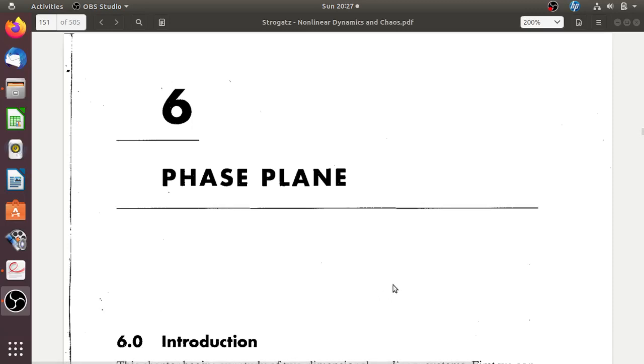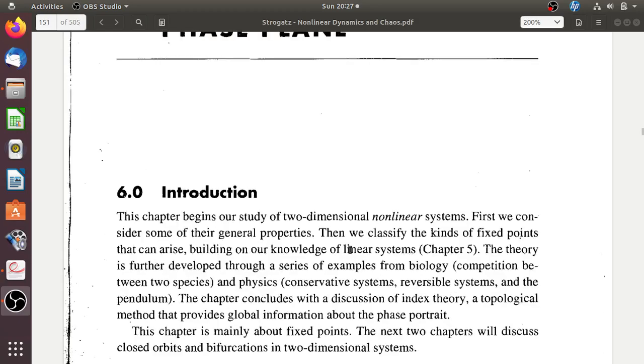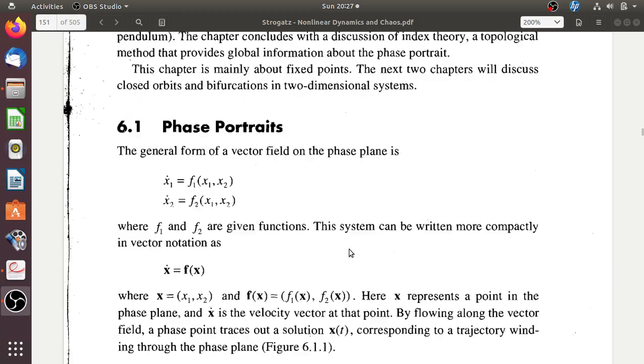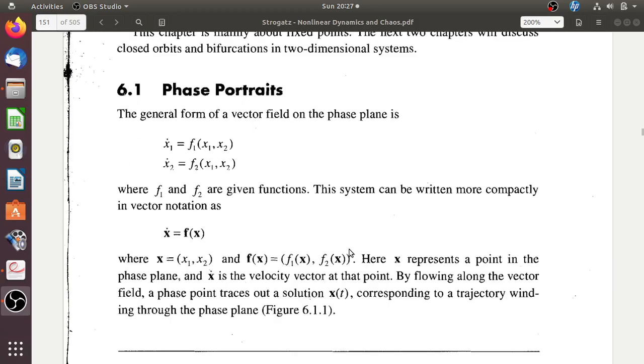Okay, so this week we're going to start a new chapter, which is phase plane. In the last week we discussed a 2D system, but that was a linear system. Here we are going to do a non-linear system. This is the general form of representing the 2D system, where x1 and x2 are two state variables, and this equation will tell how x1 and x2 are going to evolve.